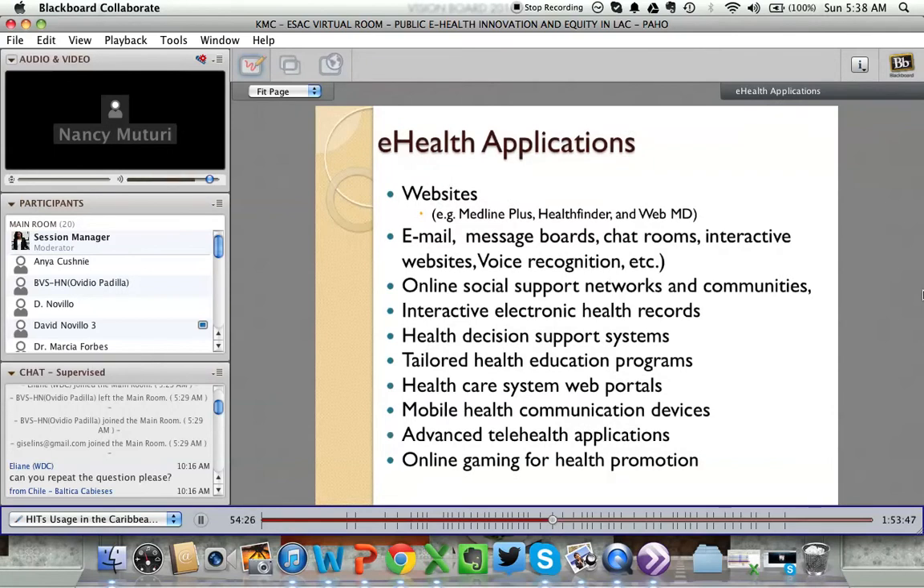So these are just examples of how eHealth applications have been applied. For example, I just mentioned websites, but also emails, message boards, and chat rooms, which are also being used widely. Probably not so much in the Caribbean region, but it has been there in many other more developed countries. Online support group systems, networks and communities are kind of the in thing now, particularly in the more developed nations, because they have the capability and the systems to make that happen.